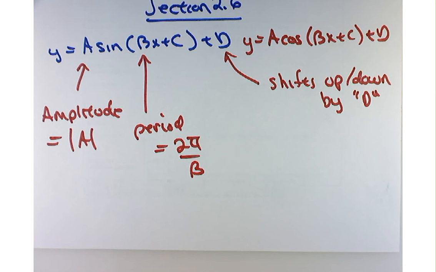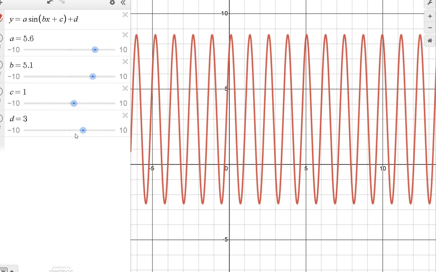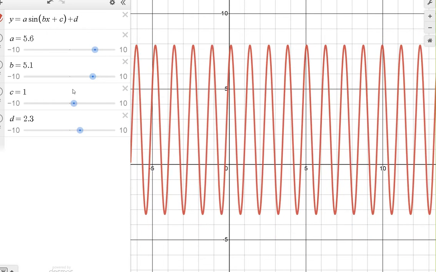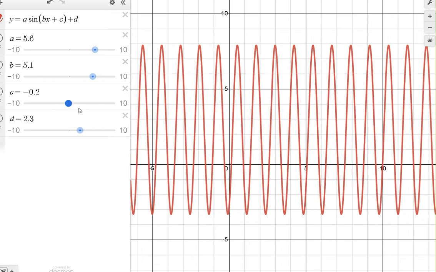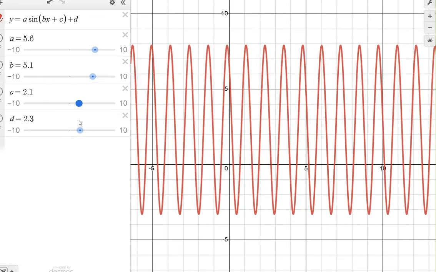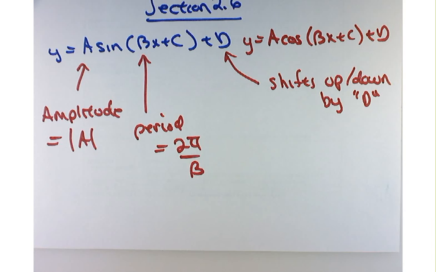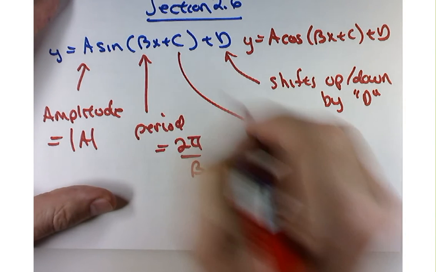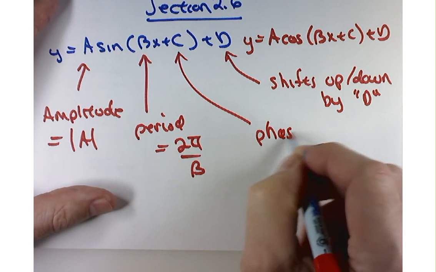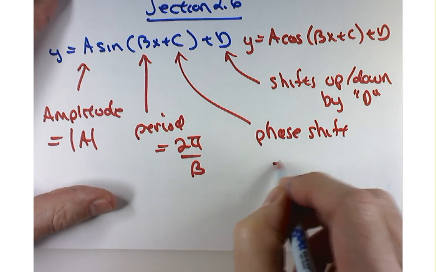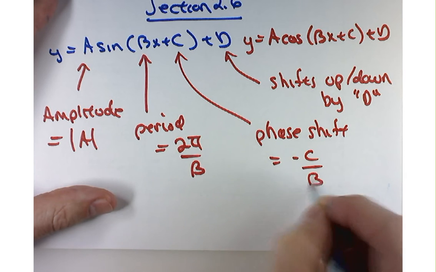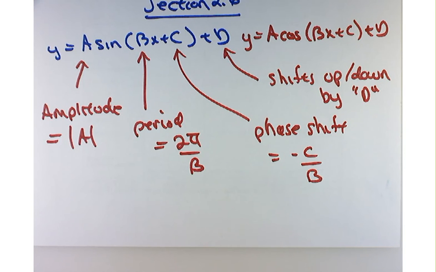And finally, C. The effect of C is kind of intertwined a little bit with B, but you can see it if everything else is held constant and you move C. If you move C, that's going to shift things horizontally, and it's called a phase shift. The amount of that phase shift is going to depend on B and C. So the way I've got my notation here, you're going to get a phase shift of negative C over B. That's how far it's going to shift to the right.